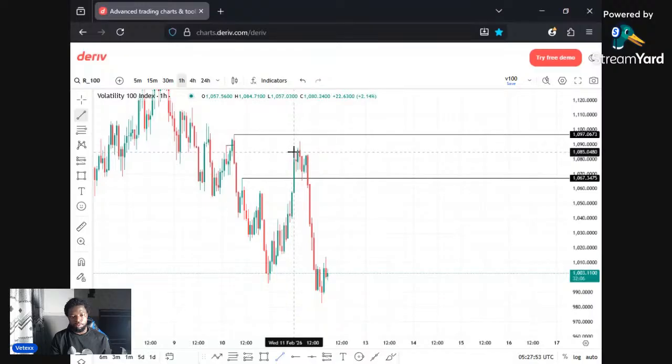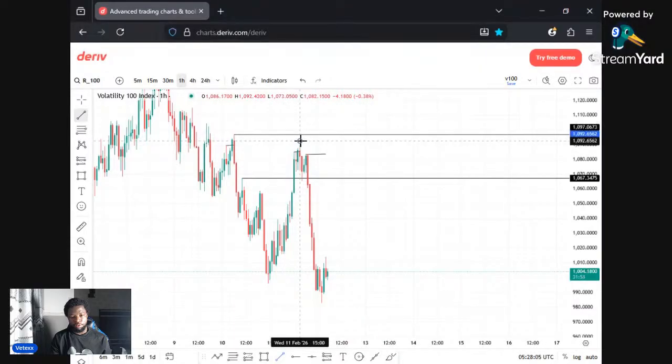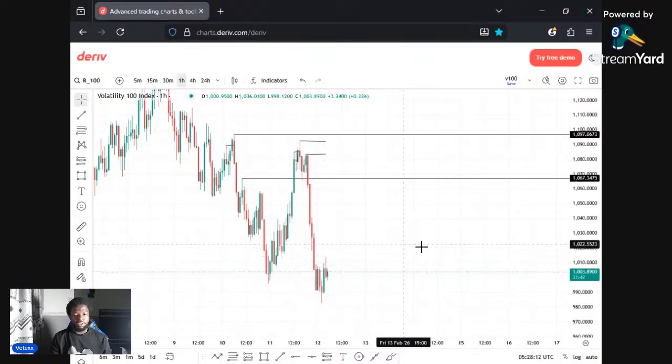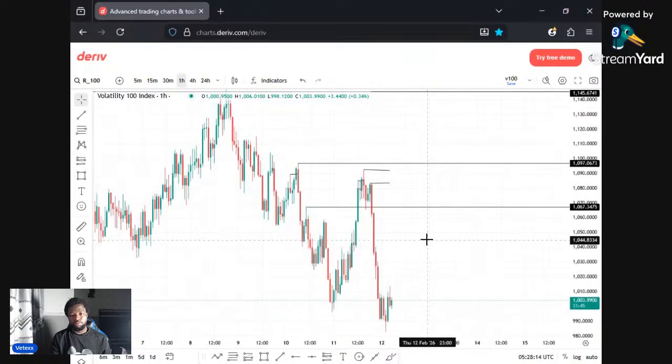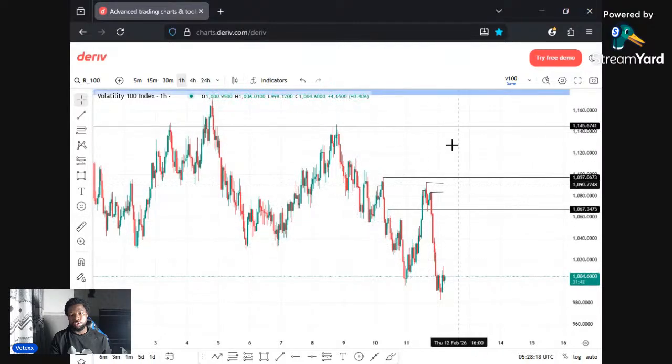We had a sweep here. This was our structural liquidity that we were waiting for price to come back to. This is our protected high. But price never came back until it smashed the target. So we don't have anything currently on V100. There's nothing currently on V100.